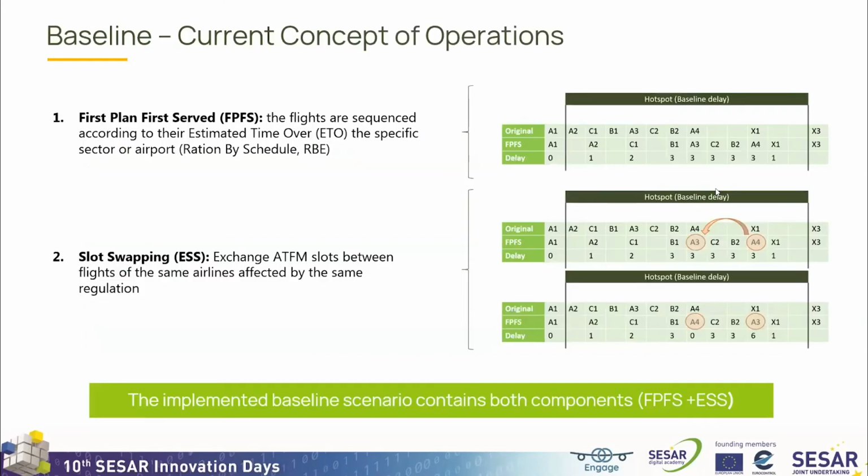The baseline is basically the current concept of operation. It has 2 different concepts. The first one is first planned, first served, which is a principle by which all the flights are sequenced according to their estimated time over the specific sector or airport. It's also known as duration by schedule. And the second step is the slot swapping, which is basically the exchange of ATFM slots between the flights of the same airlines affected by the same regulation. These 2 components are implemented together in the baseline scenario.